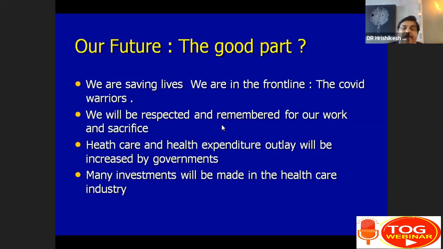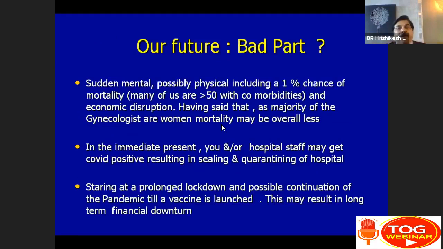For example, a lot of people will look at healthcare in a different way. Okay, it's a means of investment. What about the bad part? What is the bad part?